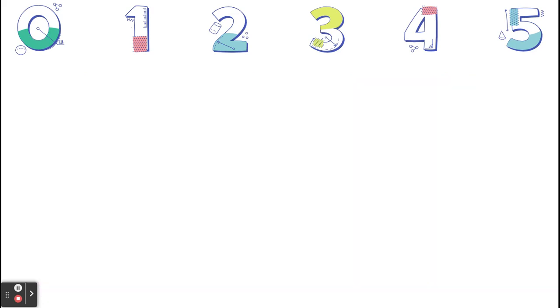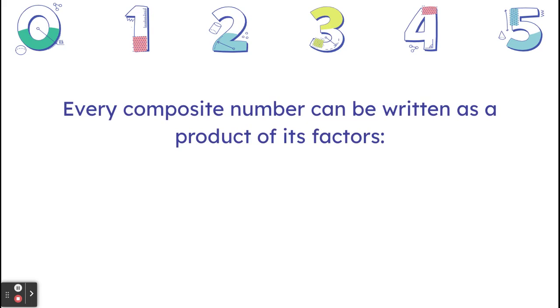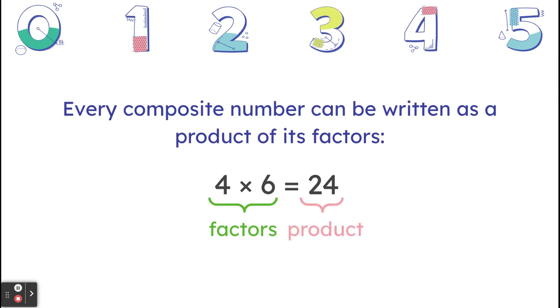Now, remember that the word we use for the answer to a multiplication problem is product. And the numbers that we multiply together to get the product are called the factors. Every composite number can be written as a product of its factors. So let's look at an example of this. 4 and 6 are factors of 24. And when we multiply the factors 4 and 6 together, we get the product, 24.